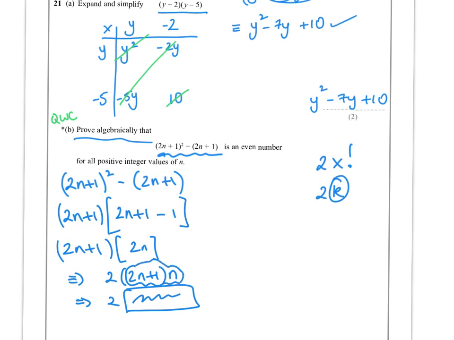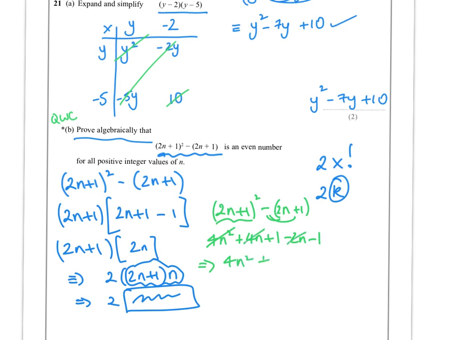So that's one way. If that's not what you like, then you can say 2n plus 1 squared minus 2n plus 1. You can square this bracket out and you'd get 4n squared plus 4n plus 1 minus 2n minus 1. And that would give you 4n squared plus 2n, and then you can factorise that out. You can take out a 2, which would give you 2n squared plus n, and then you could take out an n as well, and that would give you 2n plus 1, which is exactly what we had here.